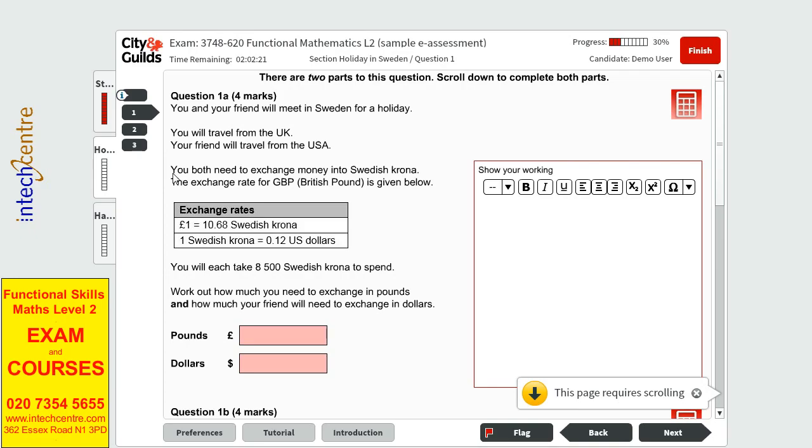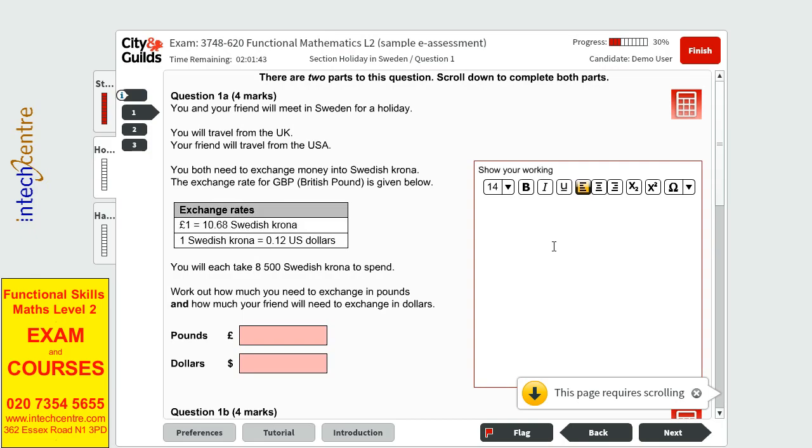Question 1A has 4 marks, and this is that you and your friend will meet in Sweden for a holiday. You will travel from the UK, and your friend will travel from the USA. You both need to exchange money into Swedish krona. The exchange rate for British pound is given below. You will take each 8,500 Swedish krona. We have to work out how much money you need to exchange in pounds and how much money your friend will need to exchange in dollars.